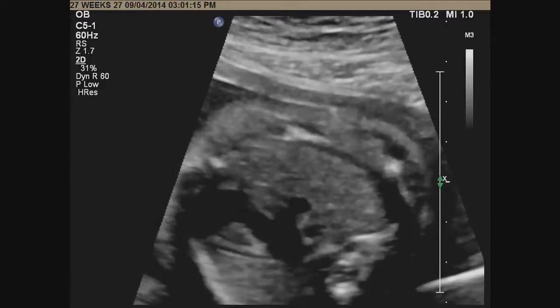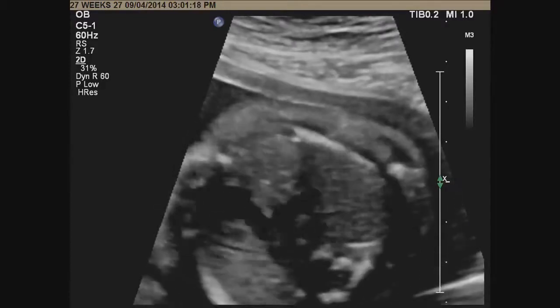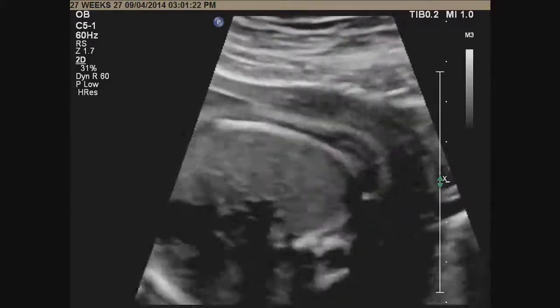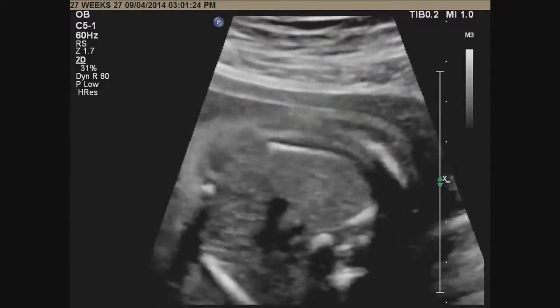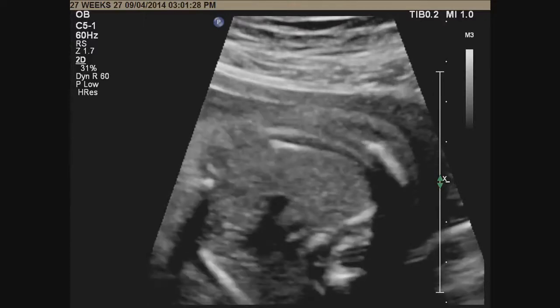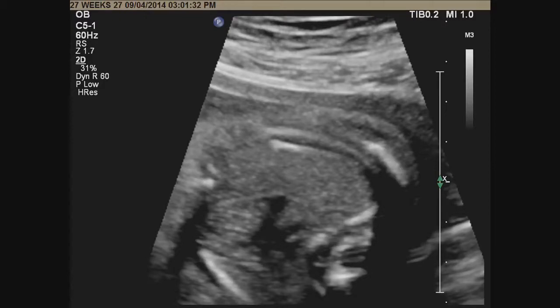Now, if I keep sliding up into the chest, there are 2 important planes that are beyond this one. One is the transverse arch view. You have to be careful not to confuse the transverse arch view with an abnormal 3-vessel trachea view. Here, because you are so anterior in the chest, so high up, you just get the top of the aortic arch coming down with a cross-section of the superior vena cava.